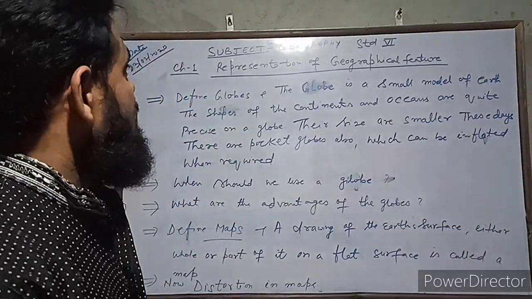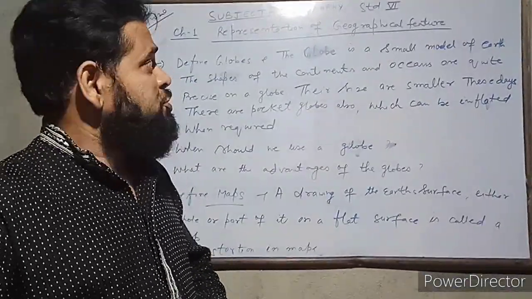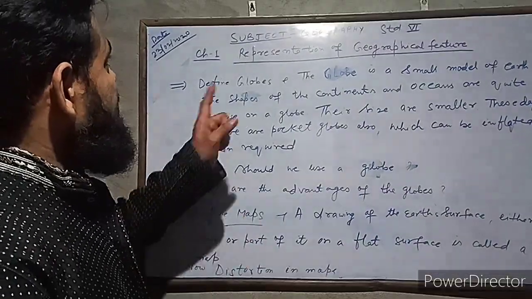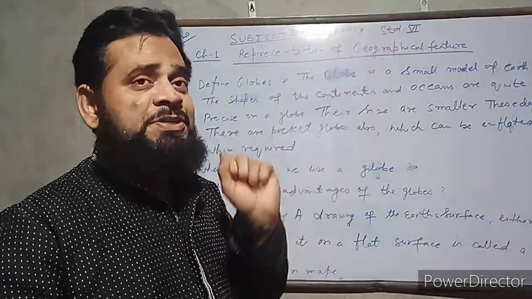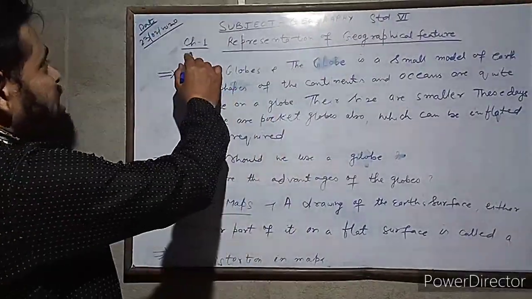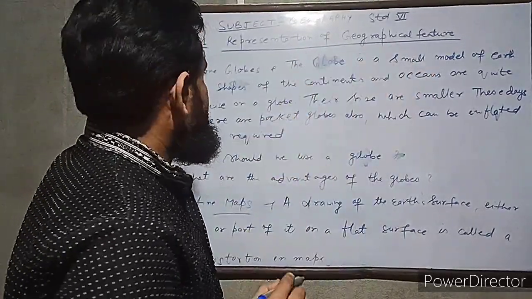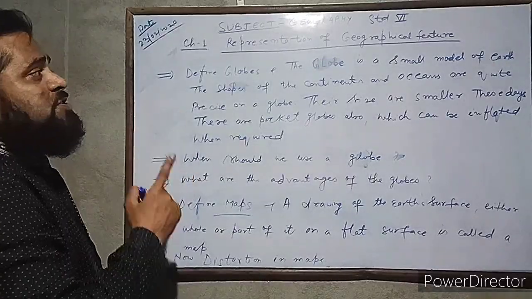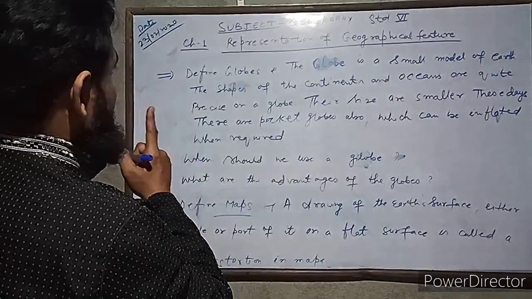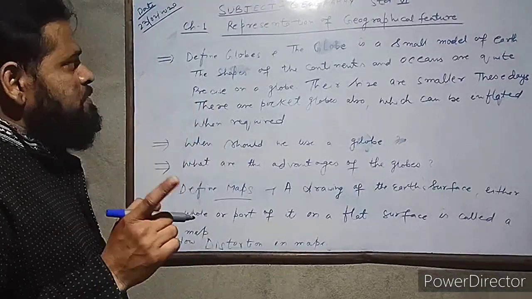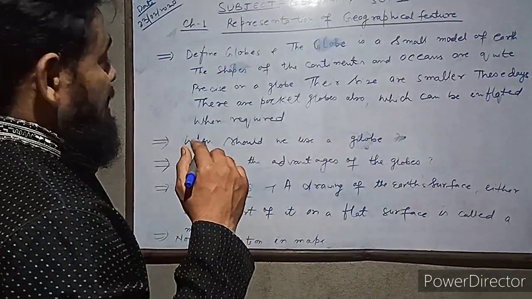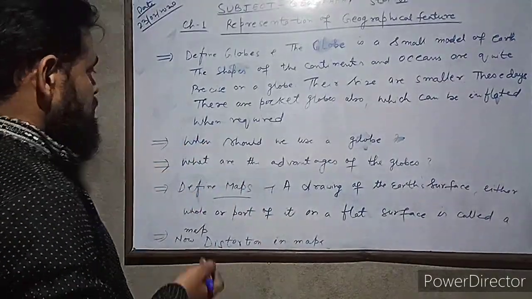Today, my dear students, I will deal with the subject Geography, Standard 6. Chapter 1, topic: Representations of Geographical Features. In this chapter, in this topic, I will define globes and their features also.